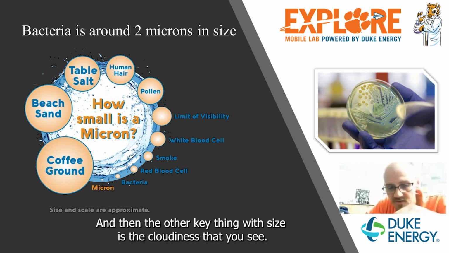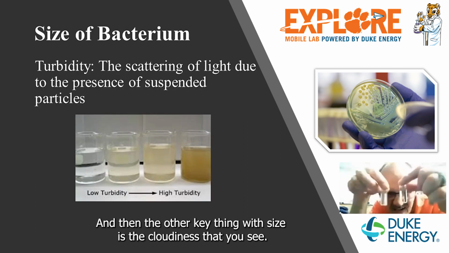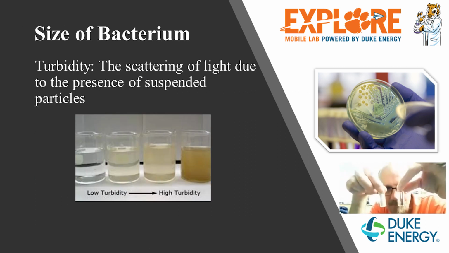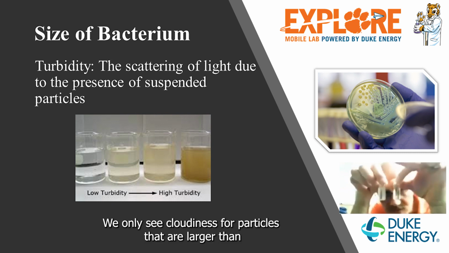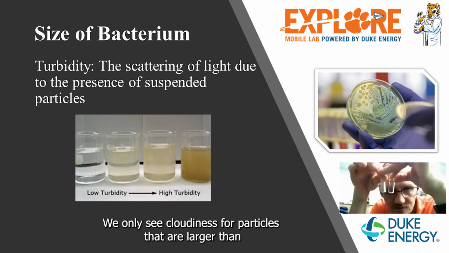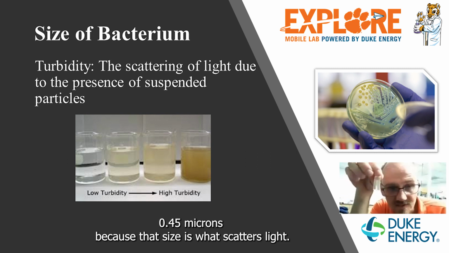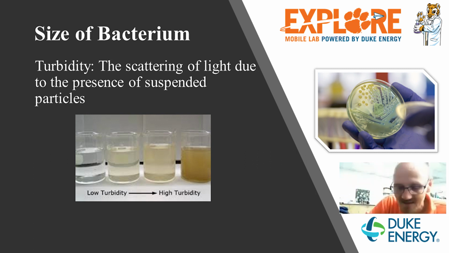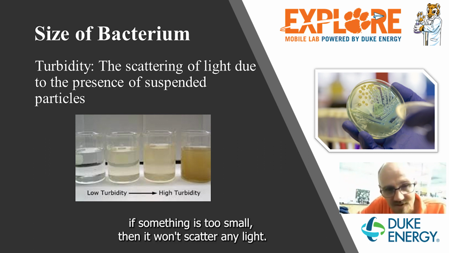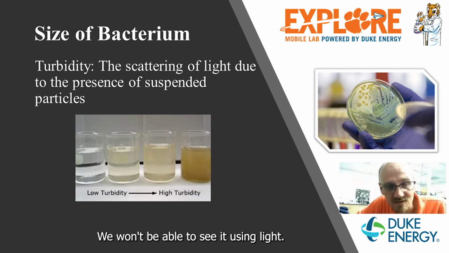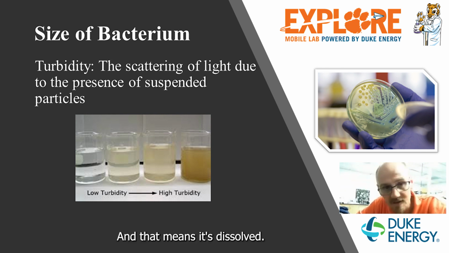And then the other key thing with size is the cloudiness that you see. We only see cloudiness for particles that are larger than 0.45 microns, because that size is what scatters light. If something is too small, then it won't scatter any light. We won't be able to see it using light. And that means it's dissolved.